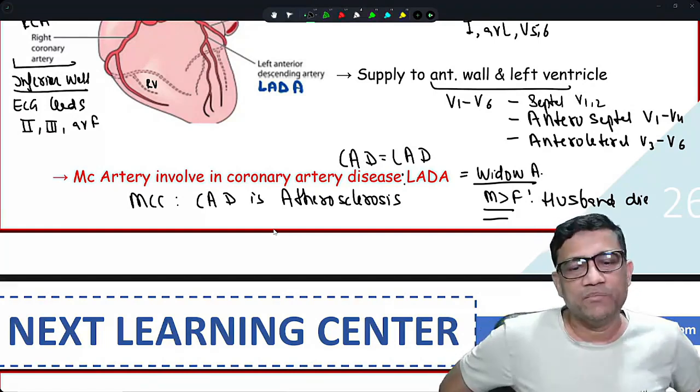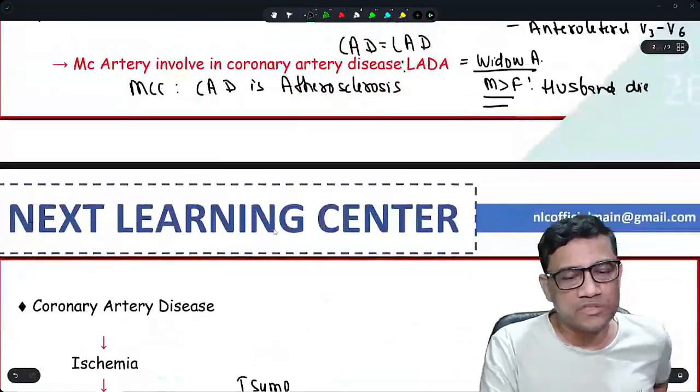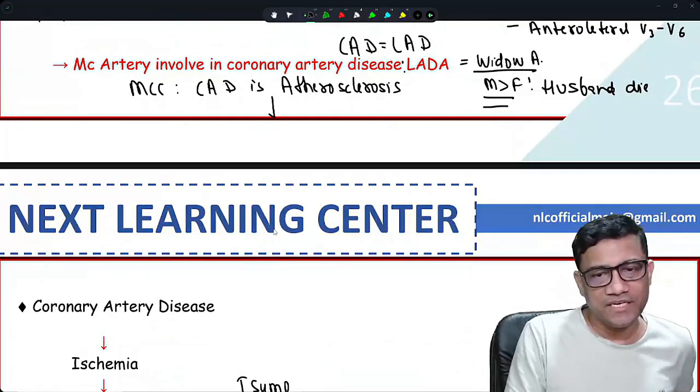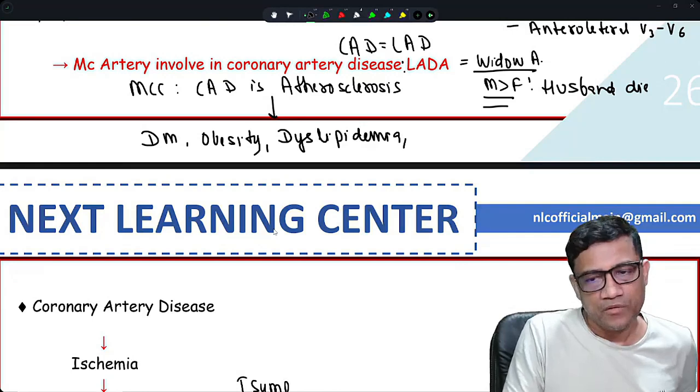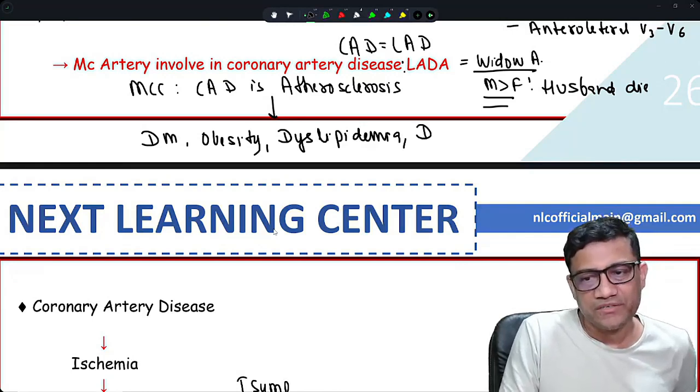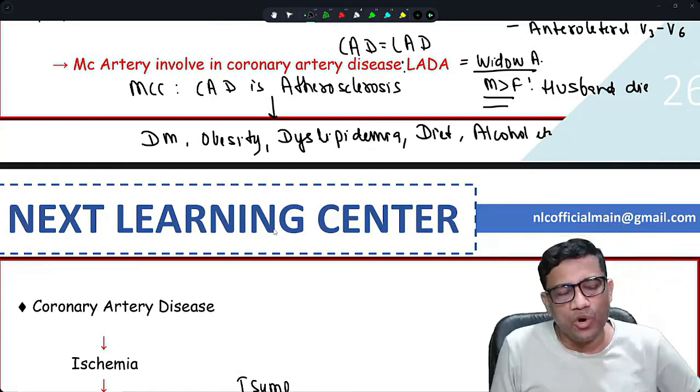Okay. And what are the most common causes of atherosclerosis? It is diabetes mellitus, obesity, then dyslipidemia, diet, lack of exercise, genetics, then alcohol, etc. So these all are what?